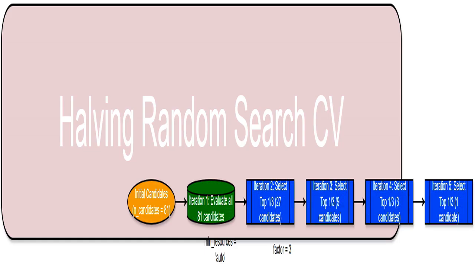This is the algorithm that I'm using to cleverly search for optimal hyperparameters. The halving part refers to the gradual reduction of candidates in each iteration, like a tournament where the worst performers are eliminated. The random search aspect means I'm randomly selecting the candidates instead of doing an exhaustive search.